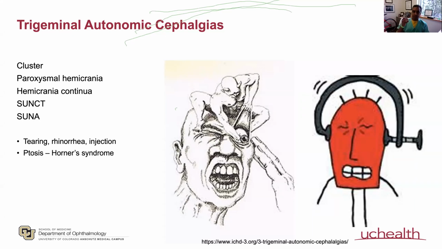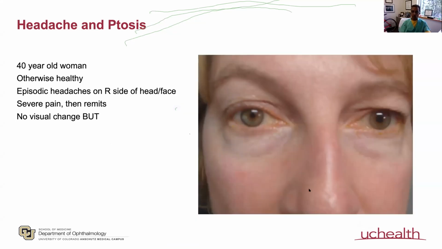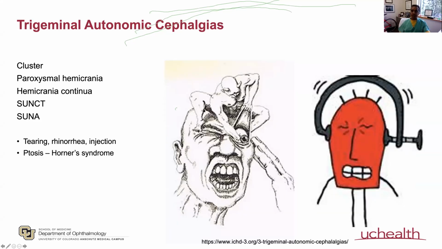During that time, they may have some tearing, they may have some injection of the eye because of autonomic dysfunction that goes along with the trigeminal distribution pain. And that autonomic dysfunction may not remit. So the patient I showed you before who has a Horner's syndrome, that may be a sequela of cluster headache. Now, cluster headache is more common in men than in women.